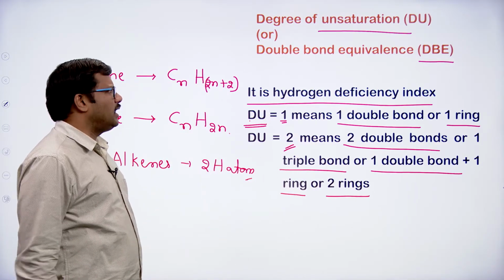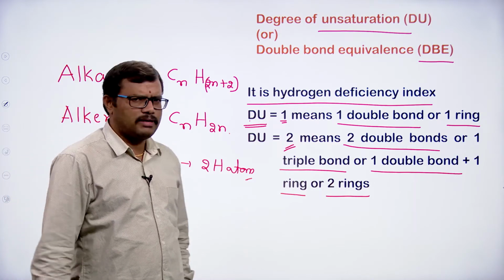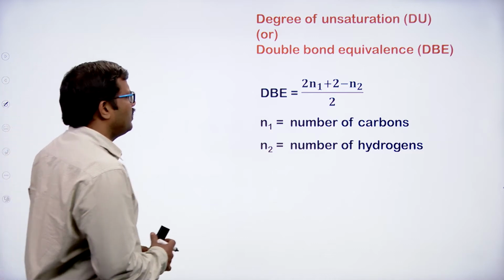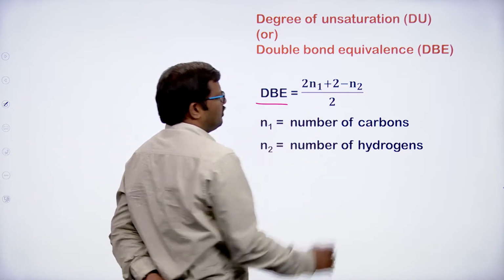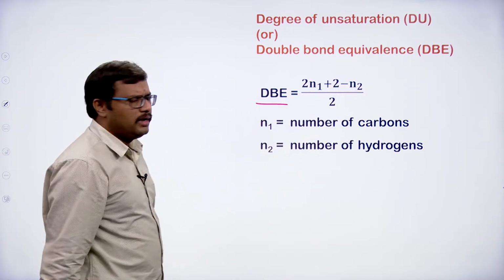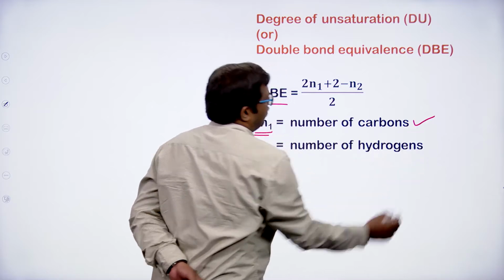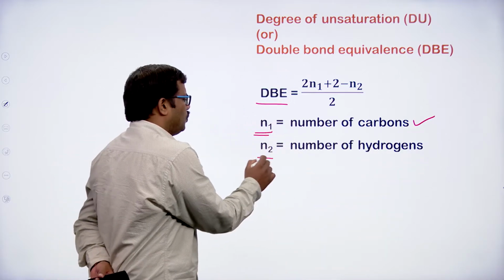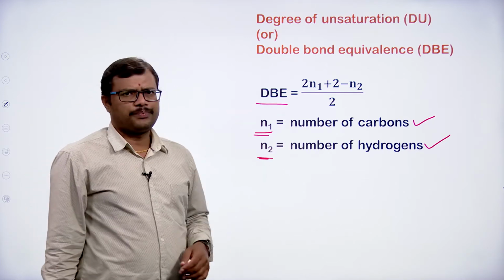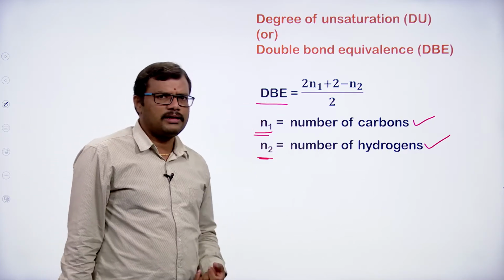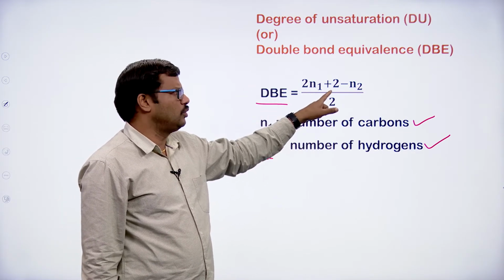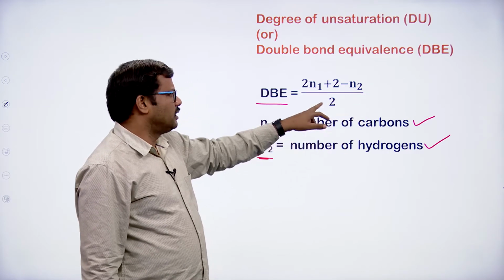How to calculate the degree of unsaturation? The double bond equivalence can be calculated by using the formula: DBE = (2n1 + 2 - n2) / 2. Here n1 indicates the number of carbon atoms present in the formula, and n2 indicates the number of hydrogens present in the formula. So, the double bond equivalence is 2 into the number of carbon atoms plus 2 minus the number of hydrogen atoms, divided by 2.